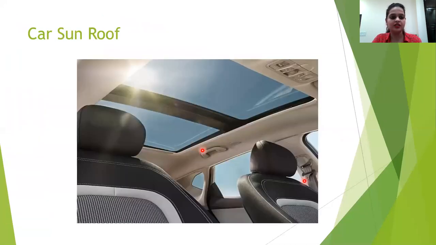Now, the next one is car sunroof, right, children? So a sunroof is the window in the roof of a vehicle that allows additional light and fresh air to enter the cabin. They come in many sizes and styles, and nearly all new versions are motor driven, though some old sunroofs are manually operated.